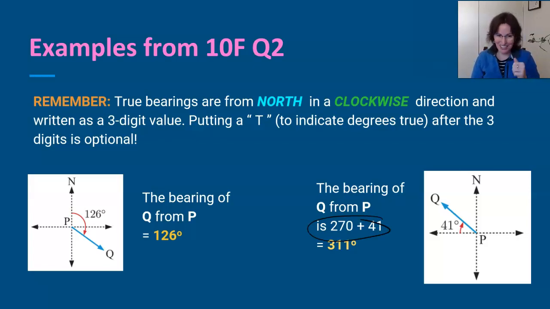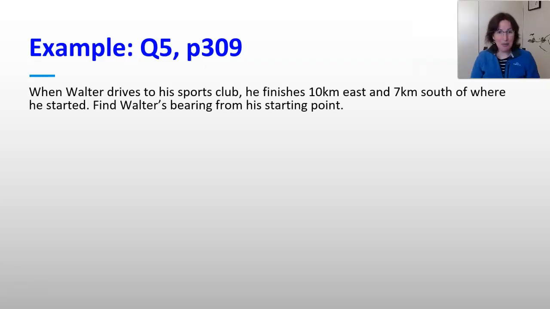Face north and turn. Example 5, or question 5. So when Walter drives to his sports club, he finishes 10 kilometers east and 7 kilometers south of where he started. Try and imagine that. Walter started somewhere. He went east. Which direction's that? Then south.